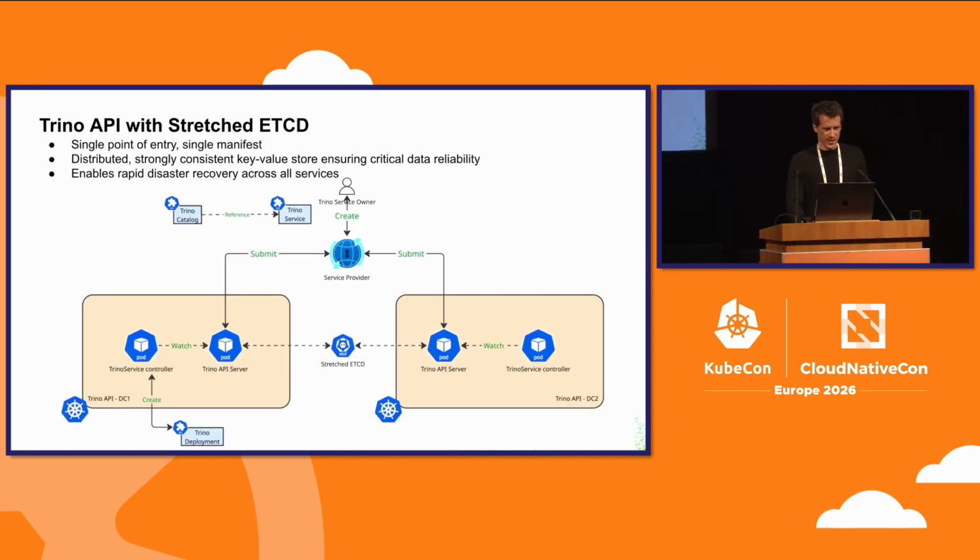Thank you, Sung. Okay, so Sung walked you through the problems tied to a single cluster infrastructure. Now let me walk you through how to remediate this. So we introduced the Trino API server. The Trino API server is a stretched etcd backed API that serves as the single source of truth for all the Trino resources. When a user creates a Trino service on our new federated endpoint, the service provider routes the request to one of our clusters. Since they now share the same stretched etcd backend, both clusters are aware of the newly created resources.